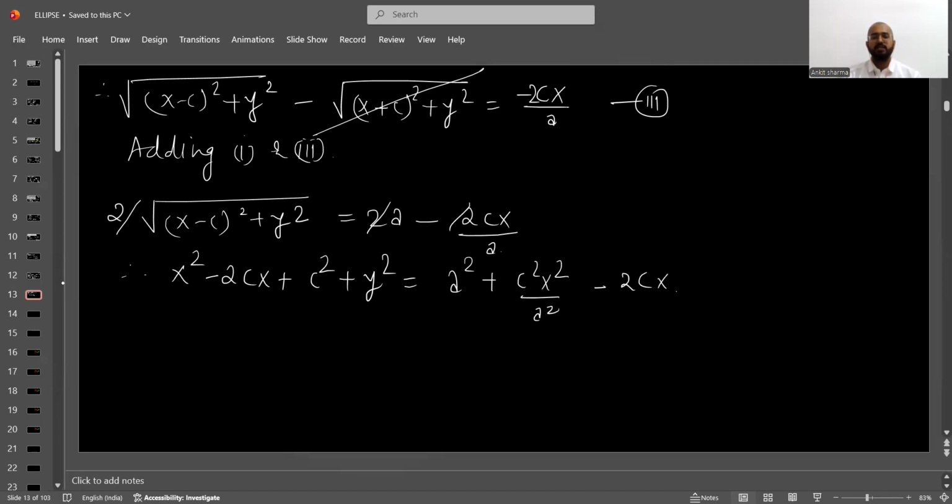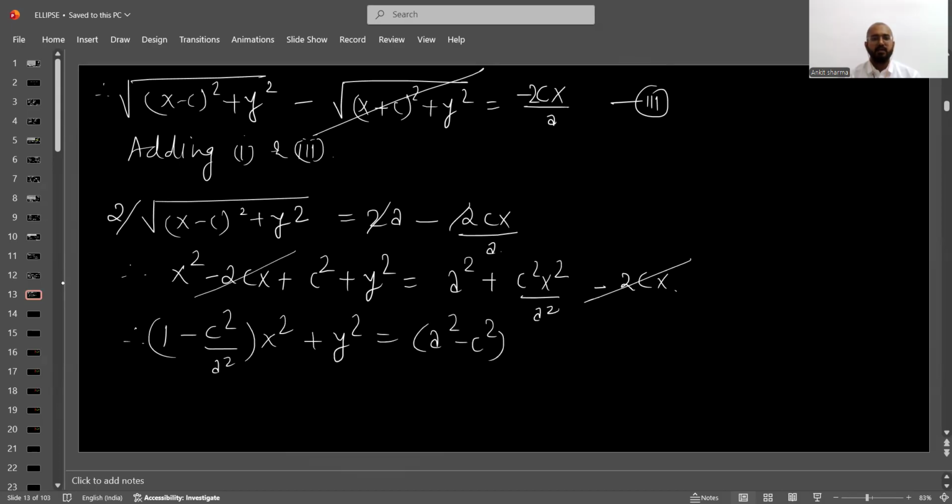I get here 2cx, so I see that 2cx also gets cancelled. Now I'll take the like terms together. So I'm going to have here 1 minus c² over a², and then I have here x² plus y² is equal to, this will give me a² minus c². I can simplify this further and get (a² minus c²) the whole upon a² times x² plus y² is equal to a² minus c².